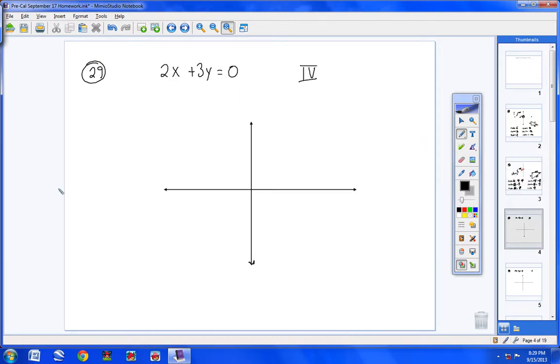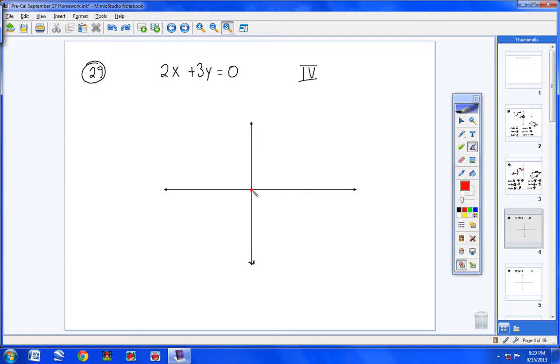Okay, moving on to 29 and 31. The directions say the terminal side of angle theta in standard position lies on the given line in that quadrant. Find sine, cosine, and tangent. So here's what we have. We have a linear equation that is 2x plus 3y. Now all of these lines, just so you know, are going to start, trust me, at the origin, okay? So I'm going to go ahead and just draw a line coming out. In fact, I'm going to back that up, and I'm going to use this so it's a little better.